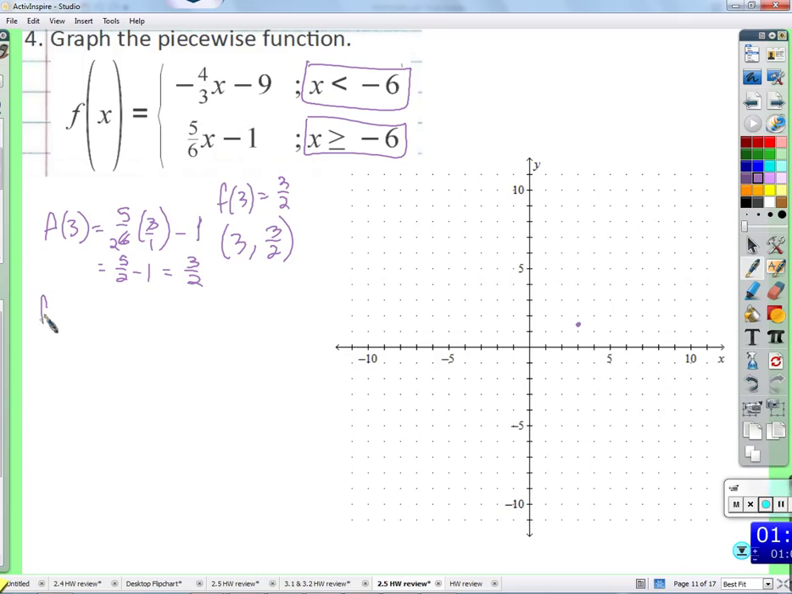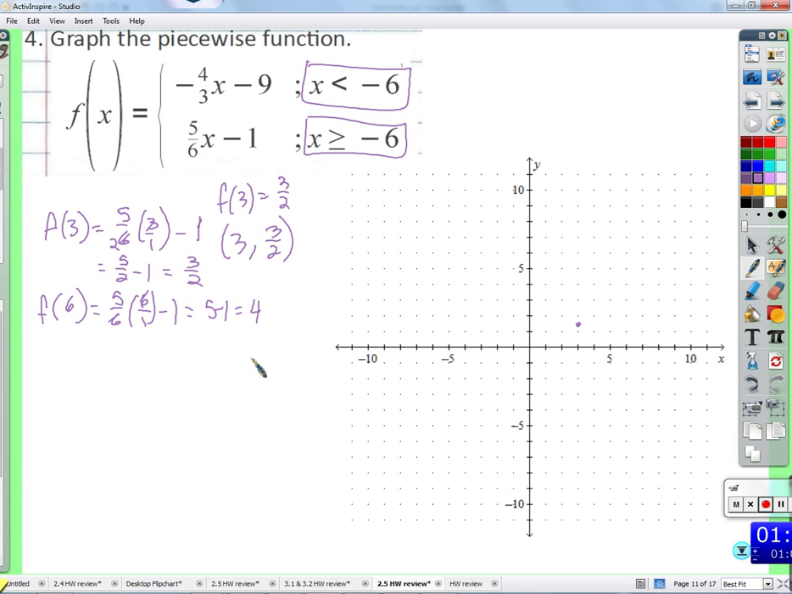How about if I want to do f of 6? Which function will I use? The bottom one. Okay, so let's do that. 5 sixths times 6 over 1 minus 1, the 6s cancel out. We get 5 minus 1, and that's 4.